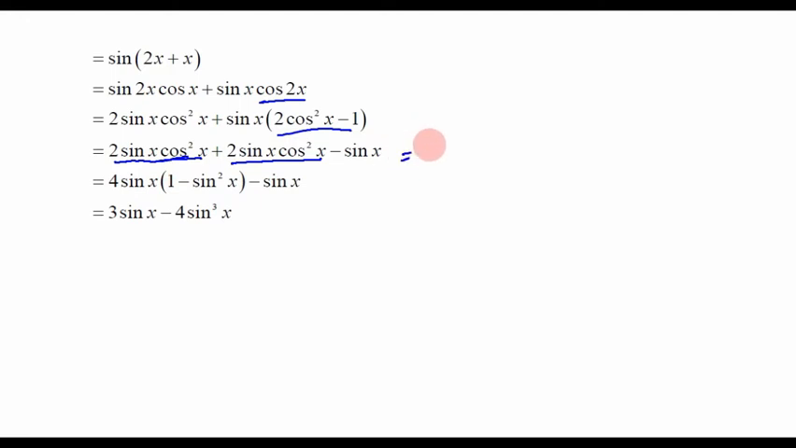We have here 4 sine x cos squared x minus sine x. So again, by using the Pythagorean identity, we can change cos squared x to become 1 minus sine squared x. The same thing, we expand and get this answer for the problem, which is the same answer as the previous method.